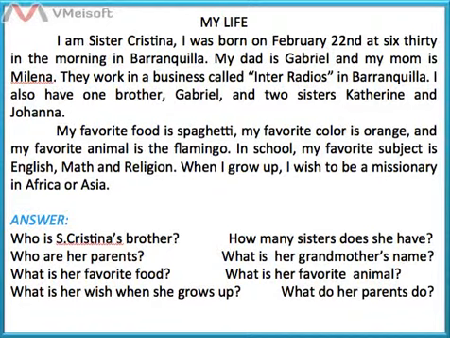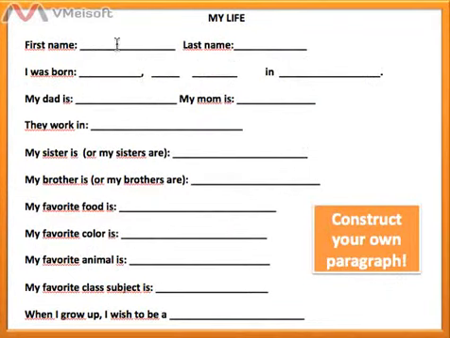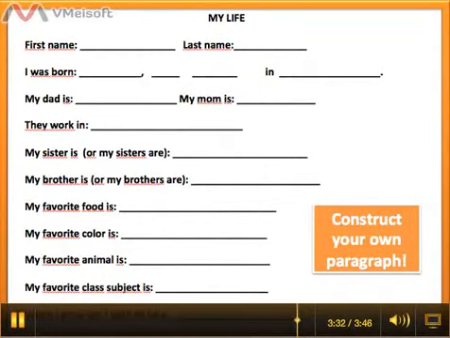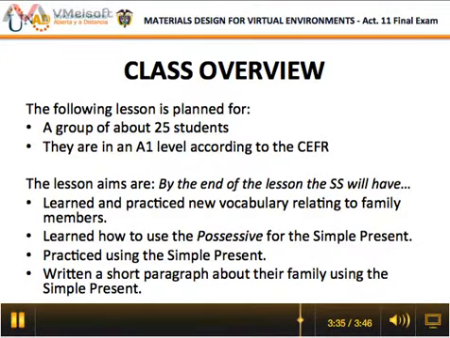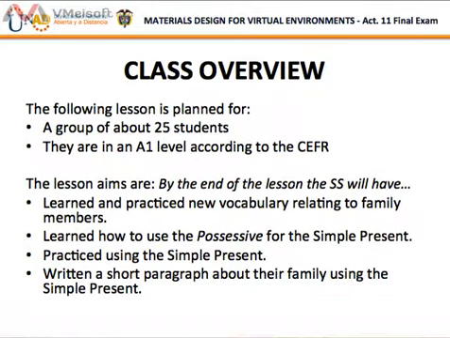And to do it, they have this help, this outline, we could say, where they fill in their personal information, and once they finished filling this in, then here we have, they can construct their own paragraph, which is the idea, which is the final stage production of the class. So this is the presentation of this lesson for the students, which is using the family as a topic, family members, but using the simple present.